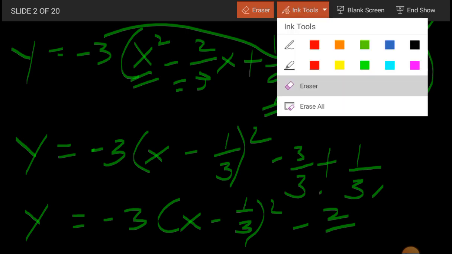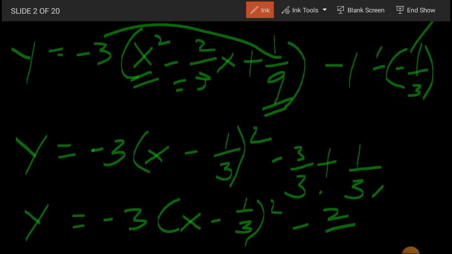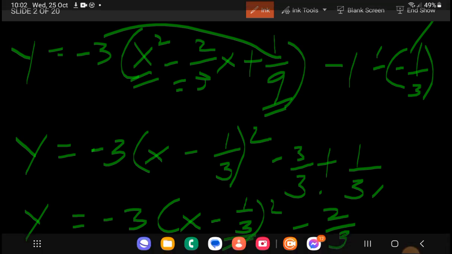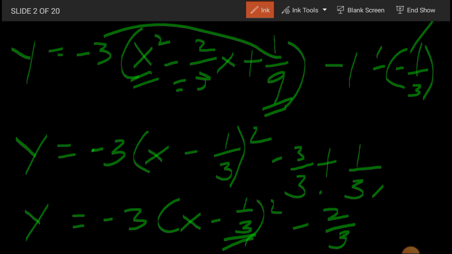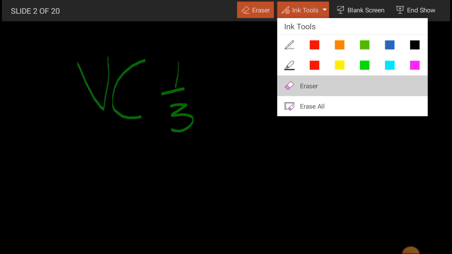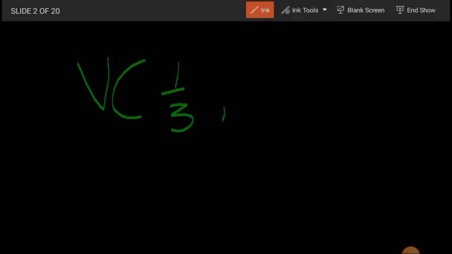Ayusin lang natin. 2/3. Ayun. So, therefore, ang h natin ay positive 1/3. Ang k natin ay negative 2/3. So, ang vertex natin ay nasa positive 1/3 and negative 2/3.